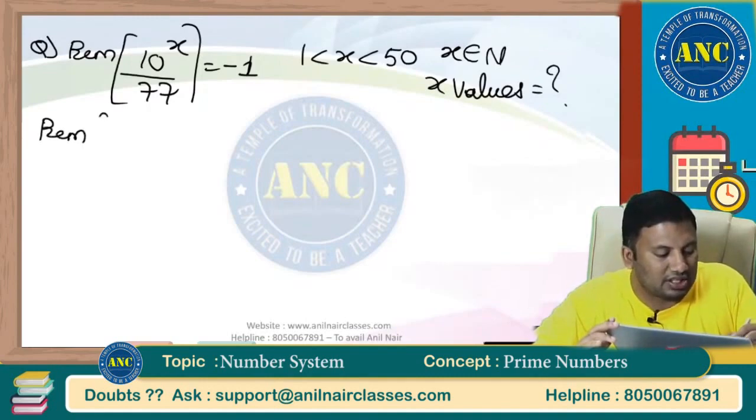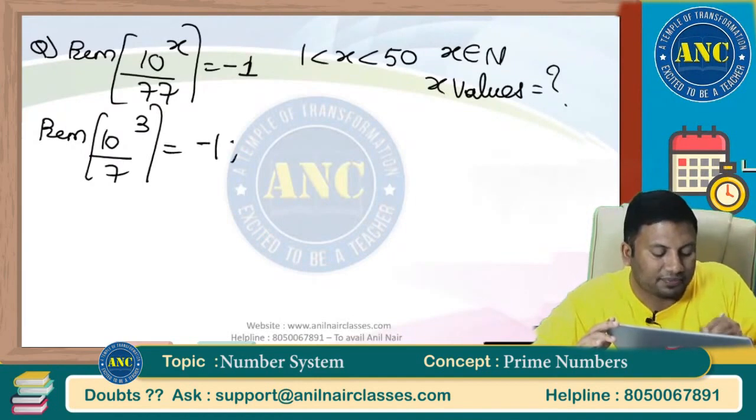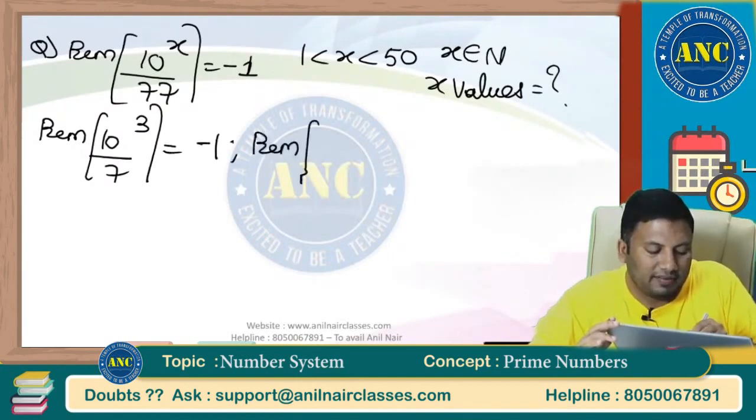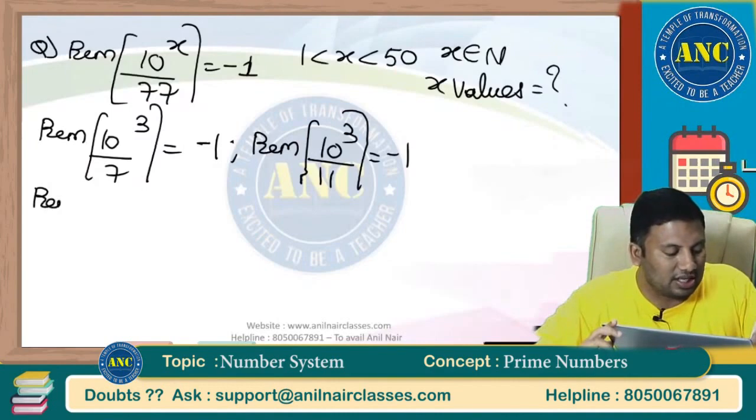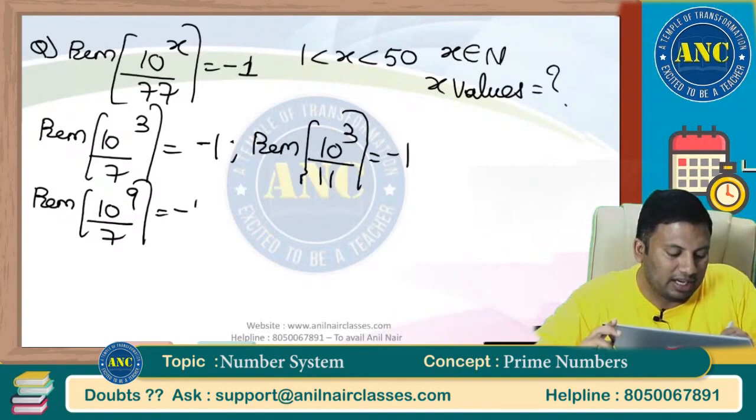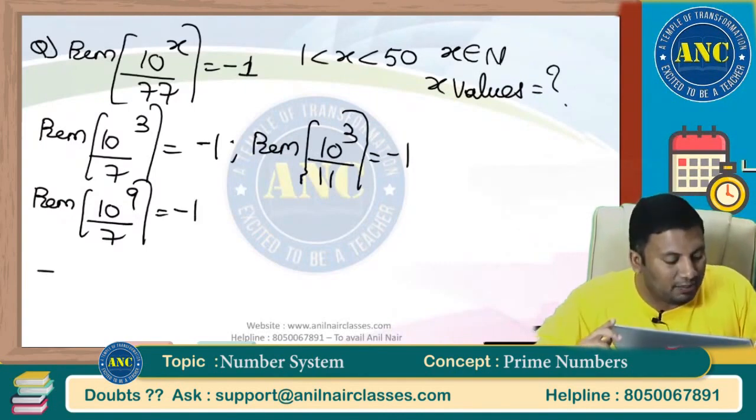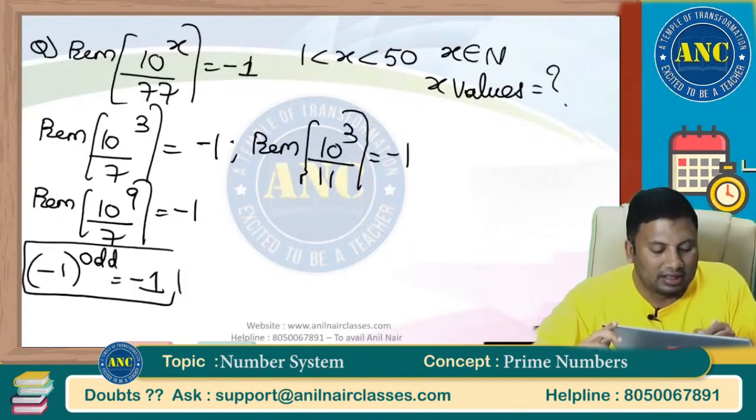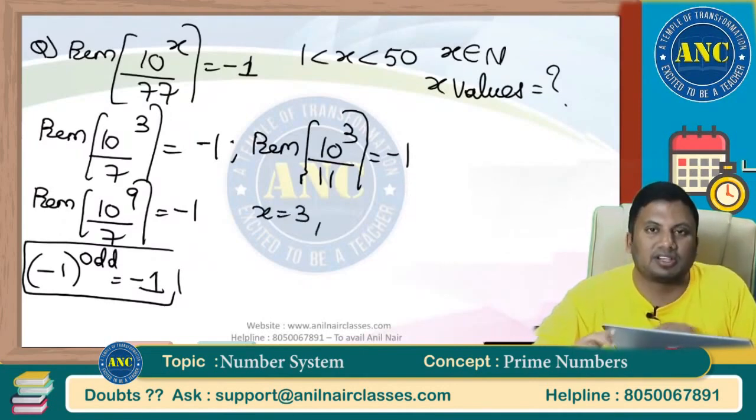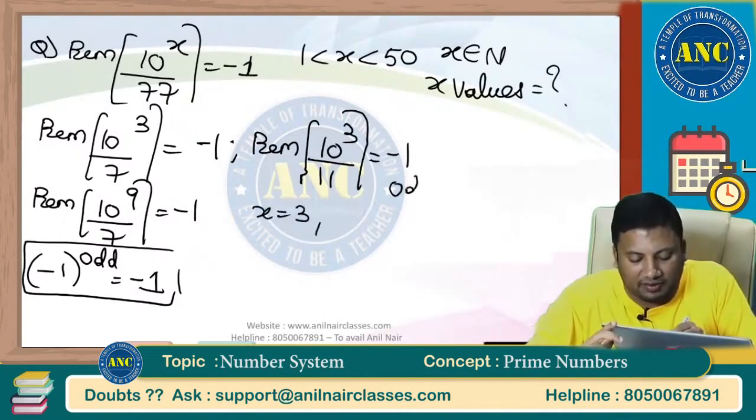10 power x divided by 77 is minus 1. Just now we discussed 10 cube divided by 7 is minus 1. 10 cube divided by 11 is minus 1. Next, 10 power 6 will become plus 1. So the next is 10 power 9 divided by 7 is minus 1. Minus 1 power odd number can only give you minus 1. I hope you are all there with me. That means x can take odd multiples of 3.